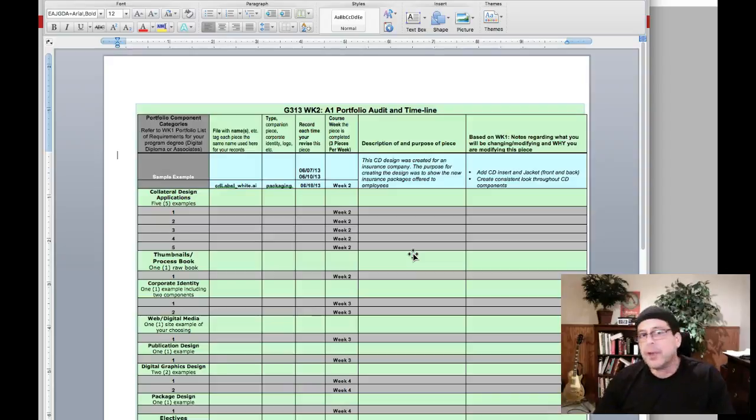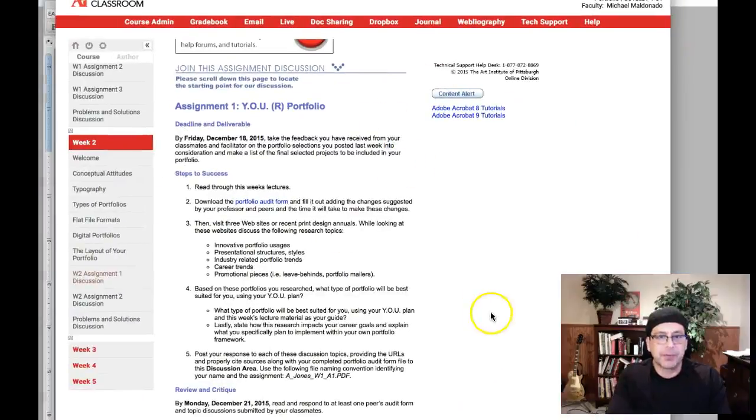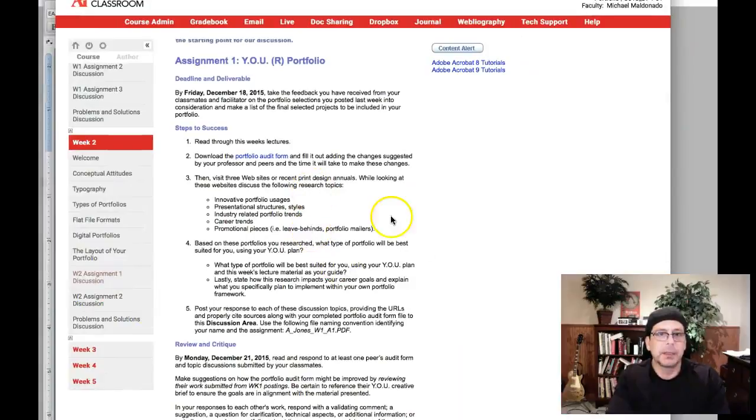So what we're going to do this week is submit the week two portfolio audit form. You can see what's due week two is the 5 collateral. Here we are, week two. We have the 5 collateral design examples and your thumbnails and process book due this week. So we go back to the classroom and we go back to week two assignment one.